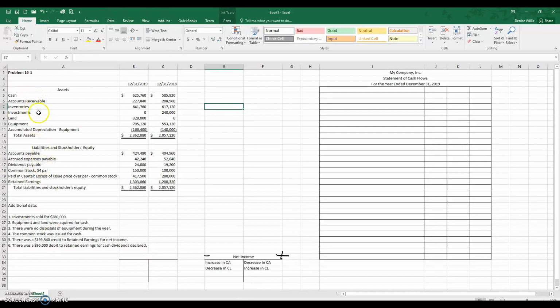We have cash, receivables, inventory, investments, land, equipment, accumulated depreciation, which is a contra asset, that's why it's a negative. Accounts payable, accrued expenses payable. Accrued expenses is a term we haven't used a whole lot, but all that means is, say you have an income tax payable, salaries payable, any kind of expense that has not been paid yet that's set up as a liability is an accrued expense payable. We have dividends payable, common stock, paid in capital in excess of par, retained earnings, and our total liabilities and stockholders' equity, of course, matches our total assets.